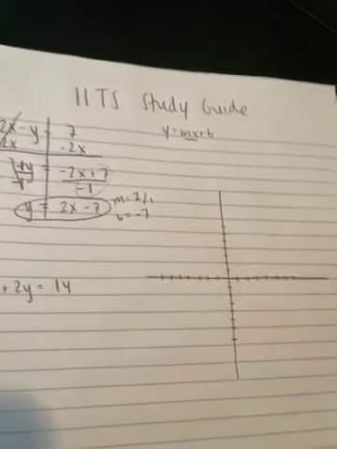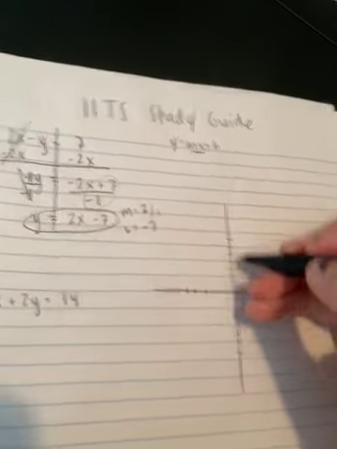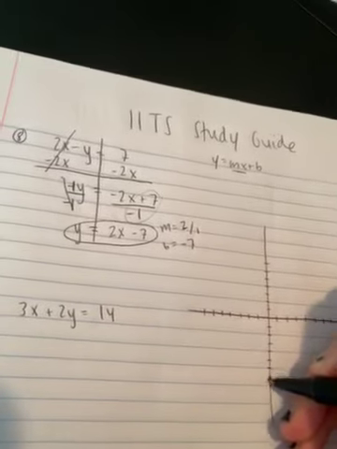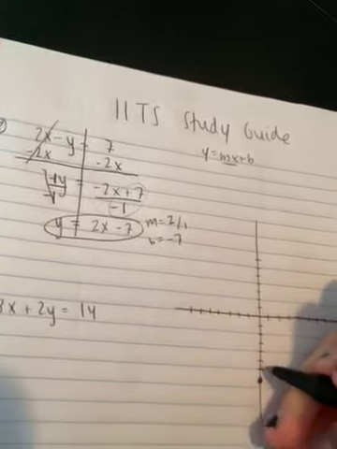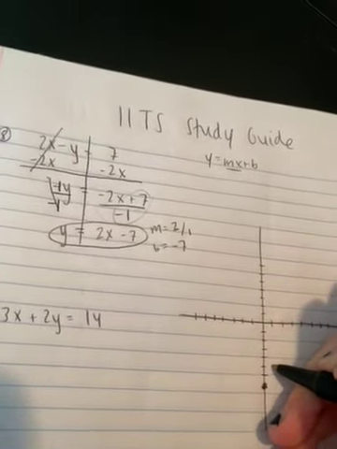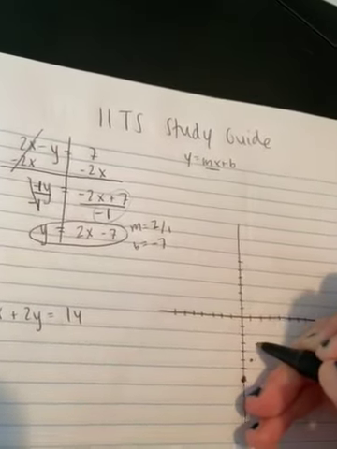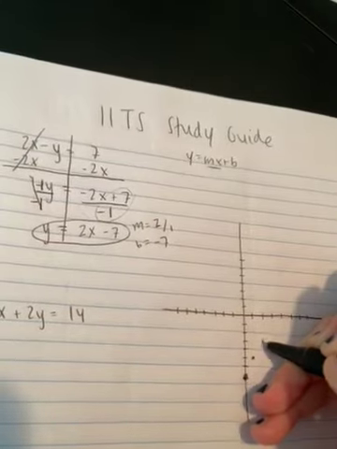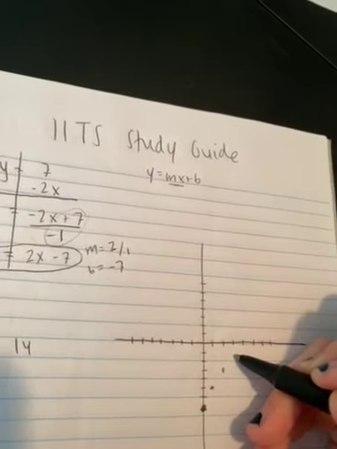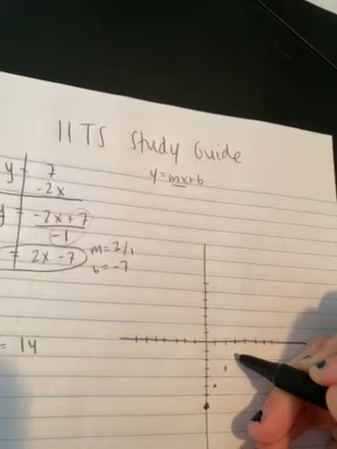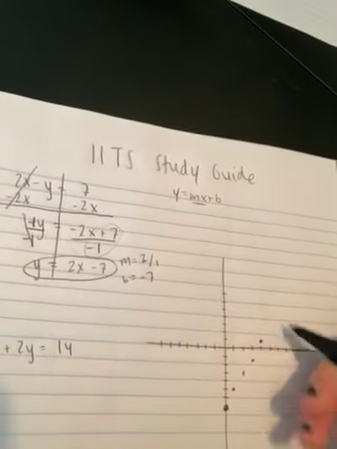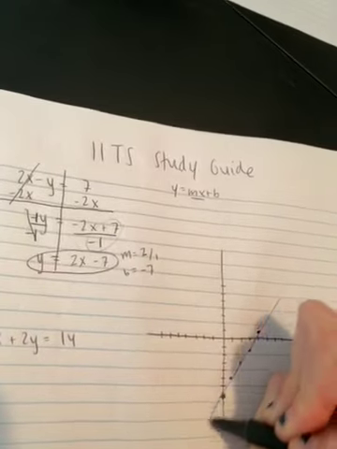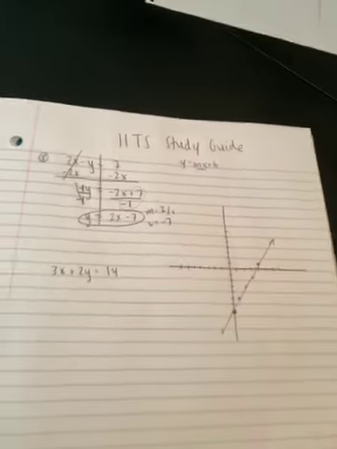B is where I begin. I'm going to begin at the y-intercept at negative 7, and my slope is a positive 2 over 1. So I'm going to go rise 2, run 1. Rise 2, run 1. Okay, and we can keep going and going. But here is that equation graphed.